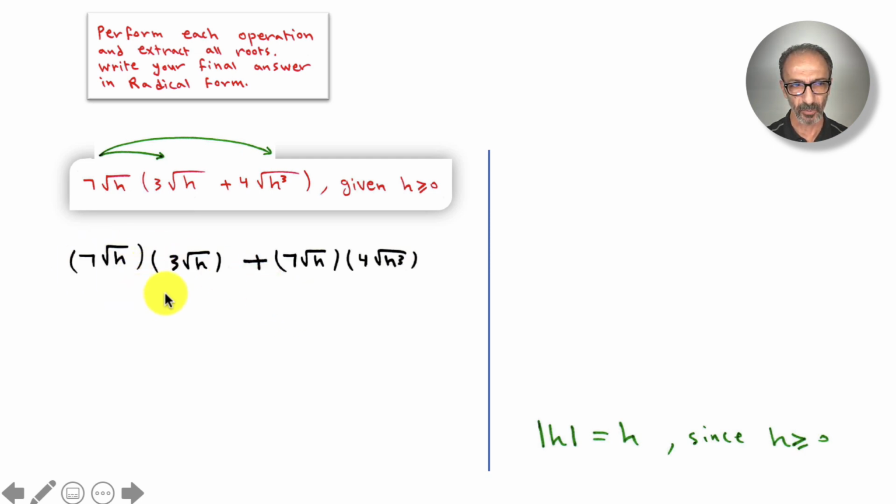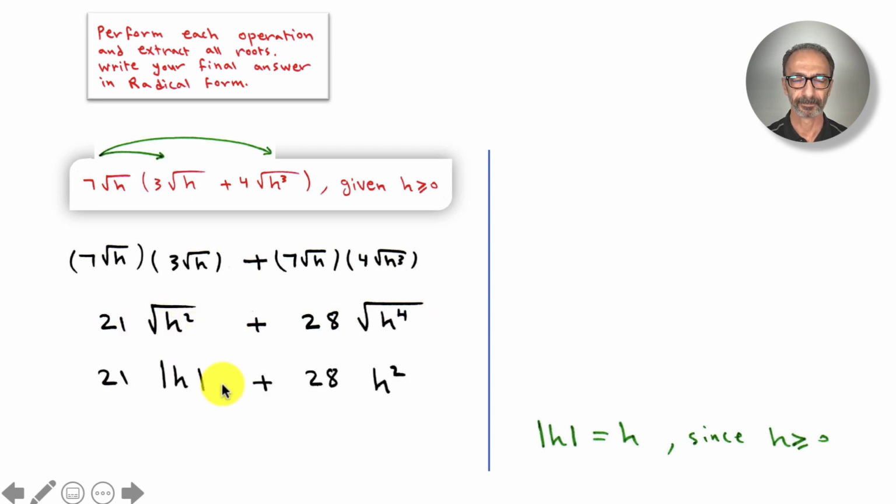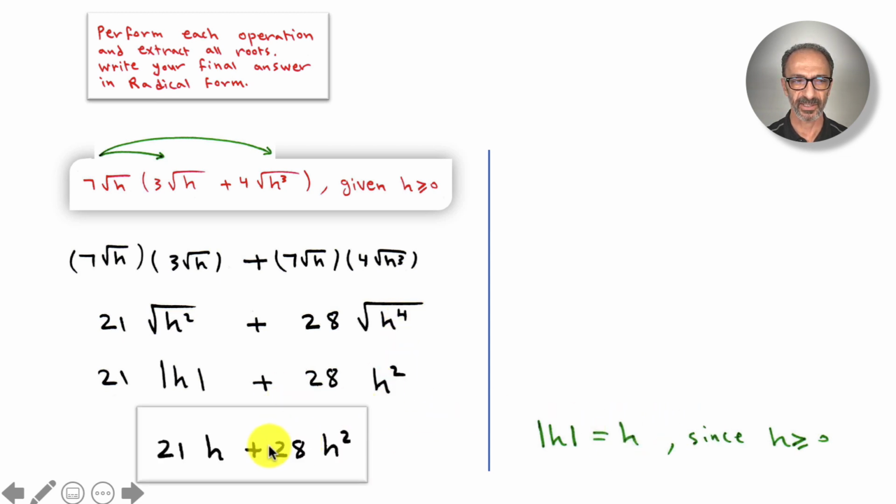7 times 3 is 21. 7 times 4 is 28. Multiply these two using a formula by grouping them back together. That's square root of h to the second. Multiply these two, I get one piece of square root. Multiply the inside part: h to the first, h to the third will give me h to the fourth. The absolute value is not needed. That's h to the second, and we're done.